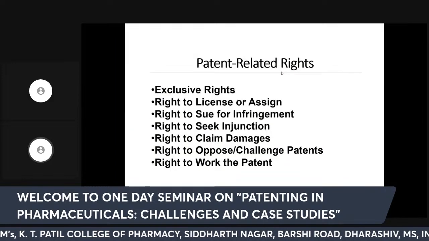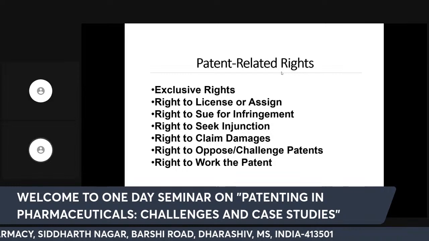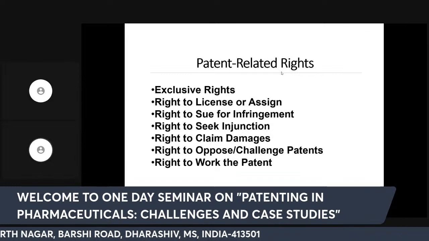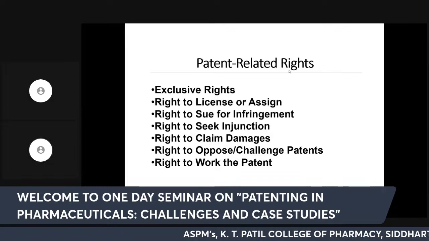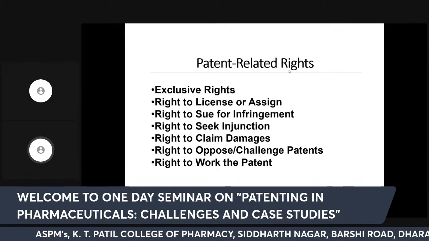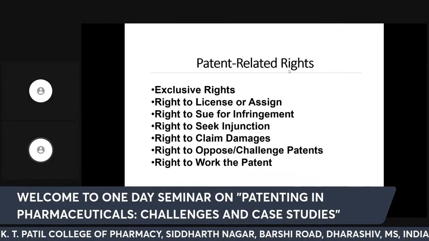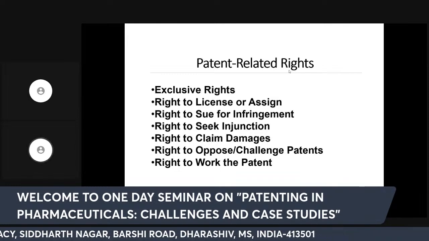So, what are patent related rights? In patent related rights, there are exclusive rights. What are exclusive rights? The patent owner has the exclusive right to make, use, sell, import, and license the patented invention. A right to license or assign. The owner can assign the patent to others for commercial use or assign ownership.